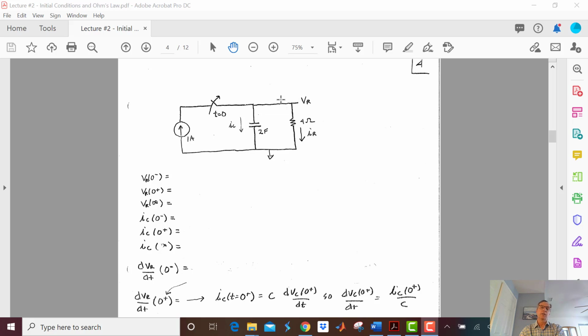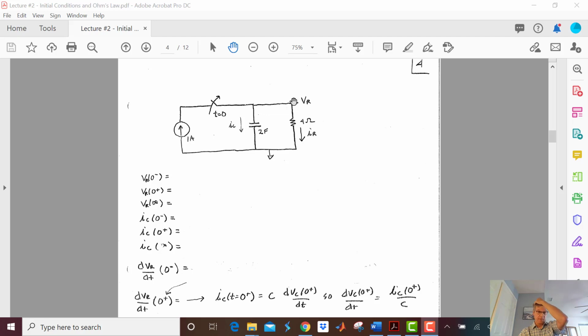VR at 0 plus. So here I'm going to look to the capacitor and say that at t equals 0 minus, I have 4 volts here. That means I have 4 volts here, which means the capacitor has 4 volts on it. And that voltage cannot change at 0 plus. So therefore, VR at 0 plus is going to be the same as VC of 0 plus. It's going to be 4 volts.